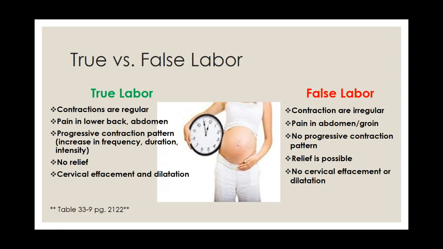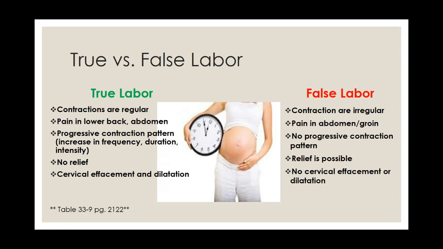With false labor, contractions are irregular. Pain is mostly in the abdomen and the groin area. We also term them Braxton Hicks. There's no progressive contraction pattern, and relief is possible. So mom can take a warm bath or maybe some Tylenol and some Benadryl. And also with false labor, we have no cervical effacement or dilation.